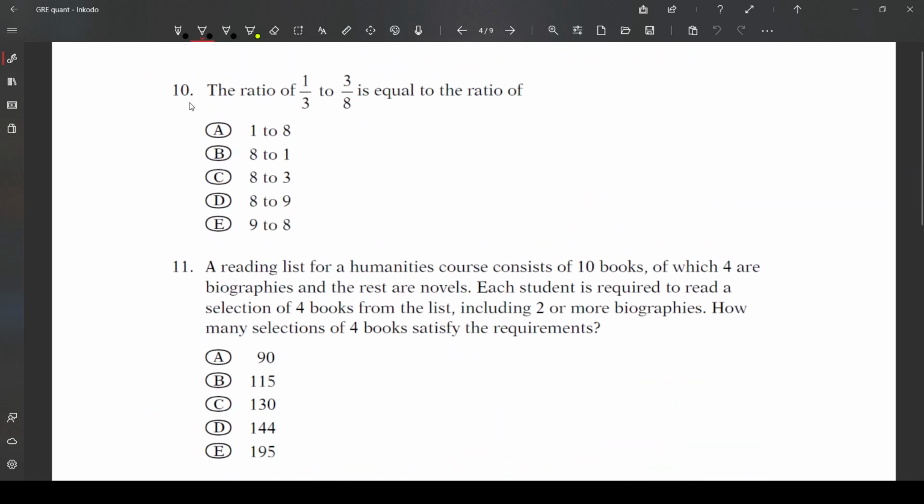Okay, so those were the sort of compare questions. Now we have some sort of normal questions. The ratio of 1/3 to 3/8 is, you divide 1/3 by 3/8, so that's 8 over 9. So that's the ratio of 8 to 9.